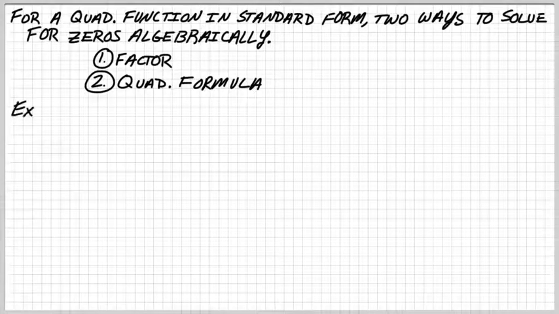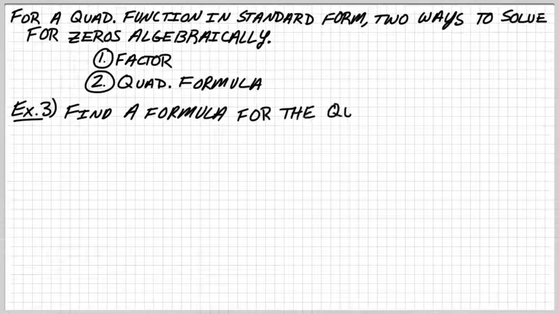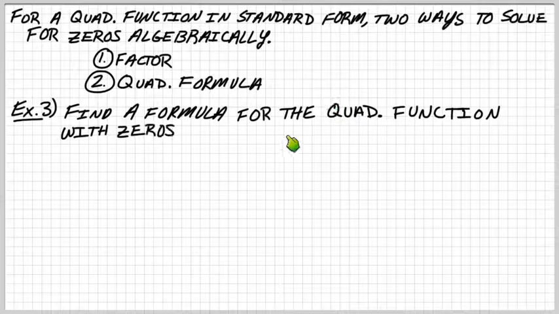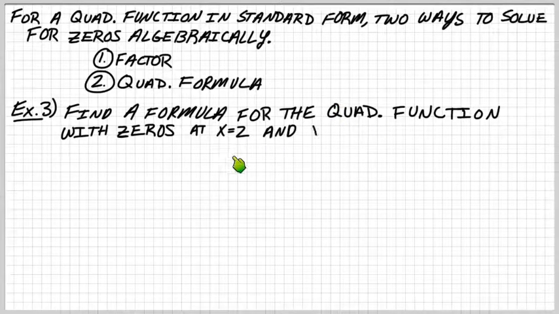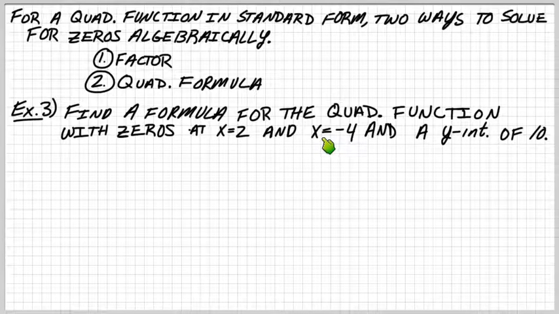Okay, last example here. I'm going to give you a scenario with a few points and see if you can come up with the equation of the parabola. So, find a formula for the quadratic function with zeros. It's got zeros at x equals 2 and x equals -4, and it's got a y-intercept of 10. So this is all the information I give you. I want to see if you can come up with a parabola. And if you think you can do it, go ahead and pause the video and try that now.